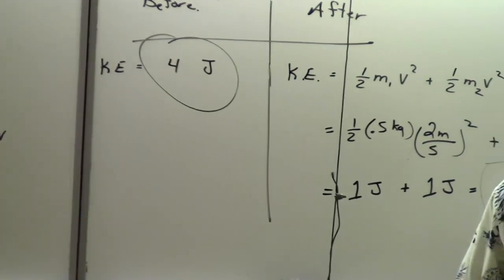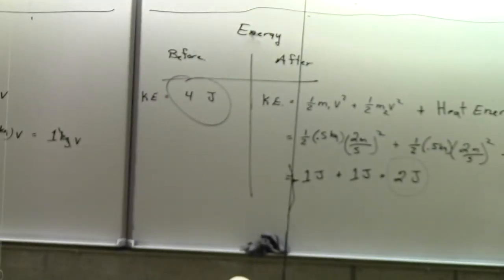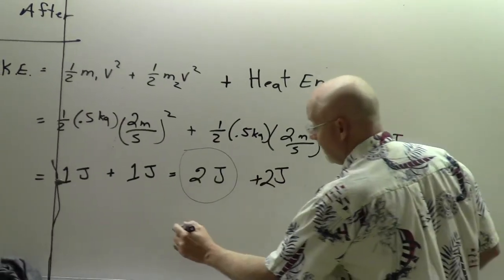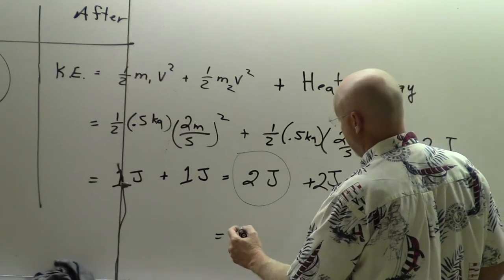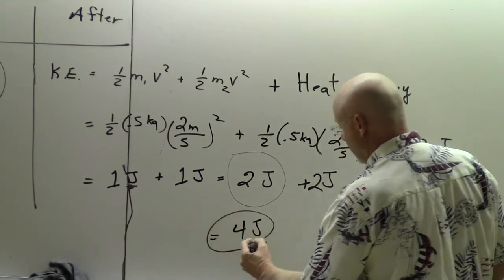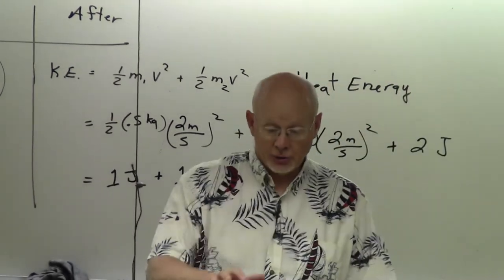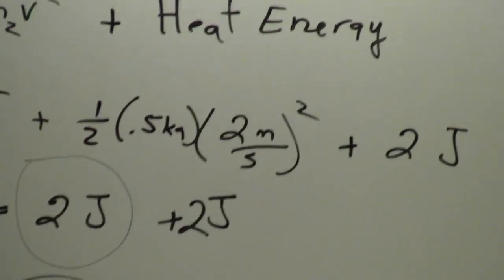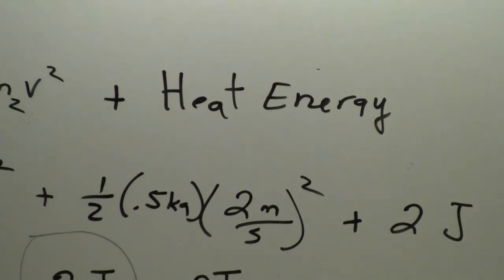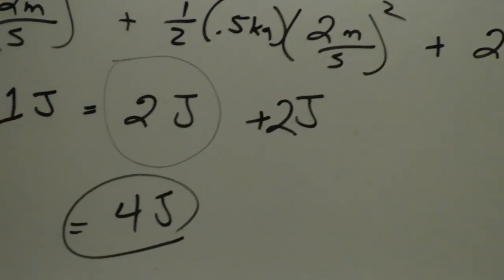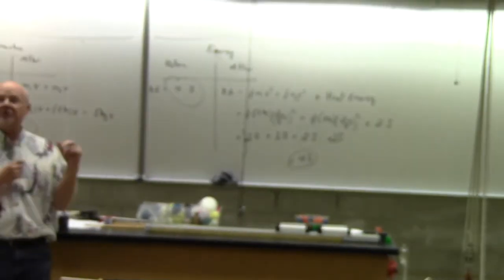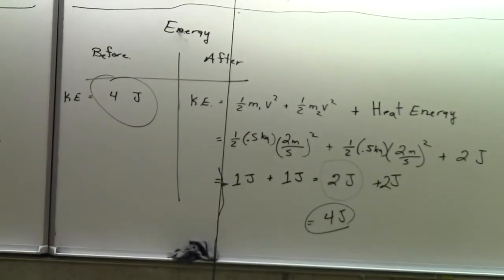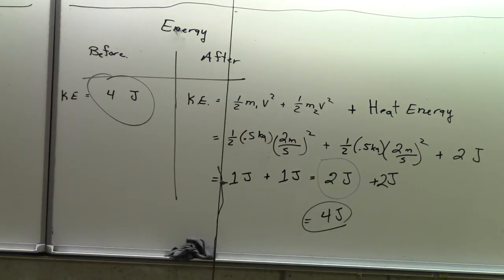But I'm going to point out here that there is an additional 2 joules of energy for these molecules bouncing around. And so if I wanted to ask what is the total energy, I would take the bulk kinetic energy, so that's 2 joules, and I would add to that the heat energy, which is another 2 joules.